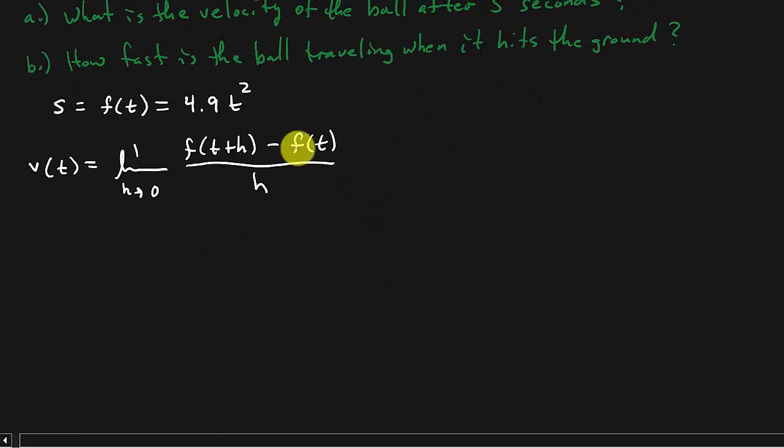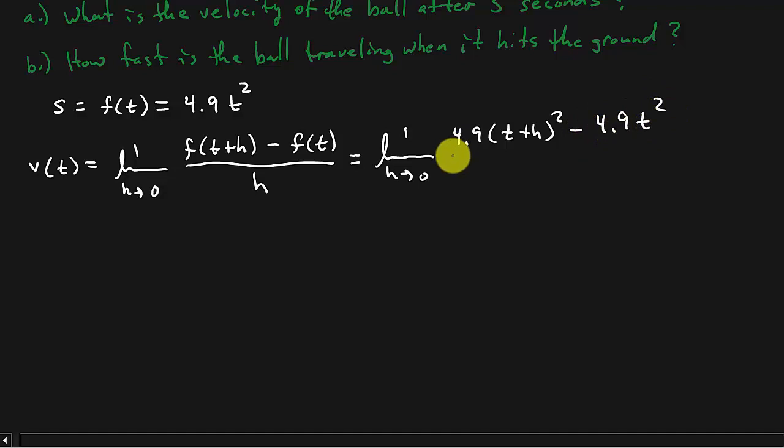Okay, so that's just going to give me the velocity function, and then I can, like I said, just plug in any time I want after that. All right. So this is going to give me the limit as h goes to 0 of f of t plus h. So the t plus h, I'm going to plug that in for t. So that's going to be 4.9 times (t plus h) squared minus f of t, which is 4.9 t squared, over h. And so this is going to be the limit as h goes to 0 of 4.9.